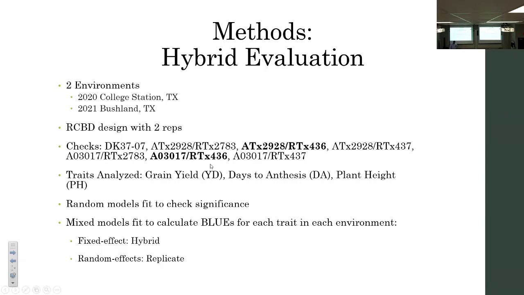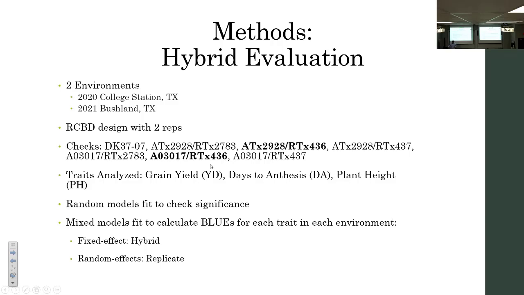The hybrids were evaluated in 2 environments. Well, actually 3. If you're familiar with 2021 College Station, you'll know that was not a good year. So we have two locations here: 2020 College Station and 2021 Bushland. They were grown as RCBD designs with 2 replications. You can see our checks here that were also present in the trial. DK3707 is a commercial hybrid available from DeKalb, and the rest of these hybrids are just elite hybrids from within our program, to give us an idea of how this material stacks up against elite hybrids in the program.